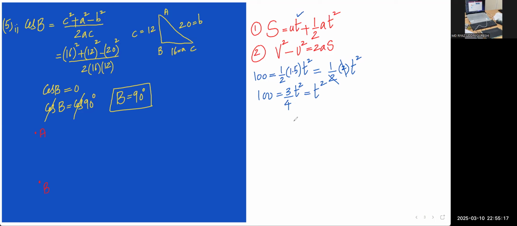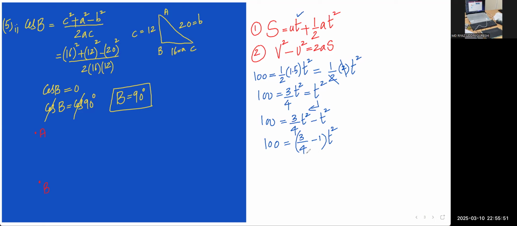Now simplifying this relation, if you take this value to this side, 100 is equal to 3 by 4 T square. Positive value will become negative here, minus T square. 100 is equal to, if you take T square as a common term, 3 by 4 minus 1, into T square.